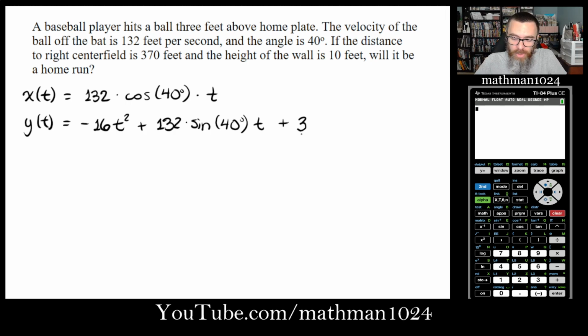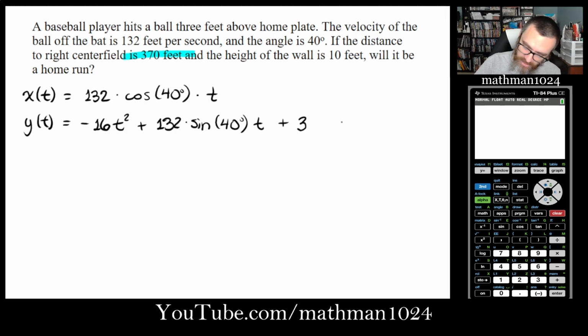All right, well, here's what we need to do. We need to figure out how long does it take for it to travel the 370 feet, right? So when it tells me 370 feet away, that is going to connect with that horizontal distance related to the x of t.